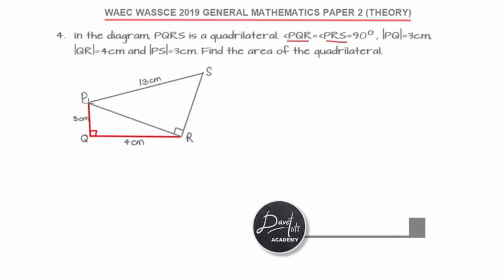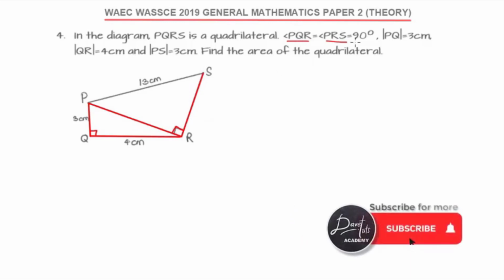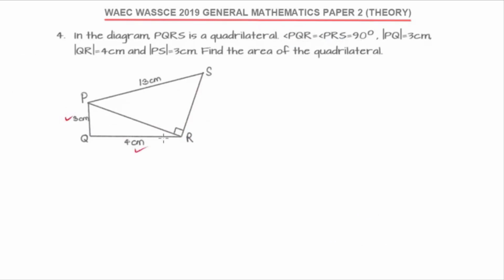PQR, okay? Then we have the angle PRS. We are told that these two, they are 90 degrees. So, how best can we go ahead to find the area of this quadrilateral? Now, ideally, this is a shape in which the parameters that we are given are only the side PQ, QR, and PS, and we are to find the area of that quadrilateral.